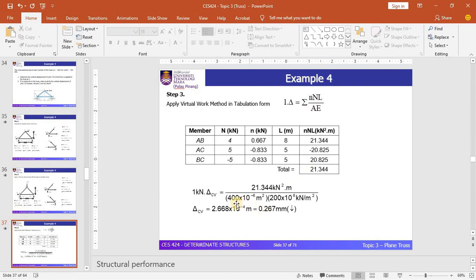The area is a constant, equal to this value, and E is equal to 200 GPa. By simplifying this, you can see that the vertical displacement of the truss structure at point C is equal to 0.267 mm downwards. That is the value of displacement due to the applied load.